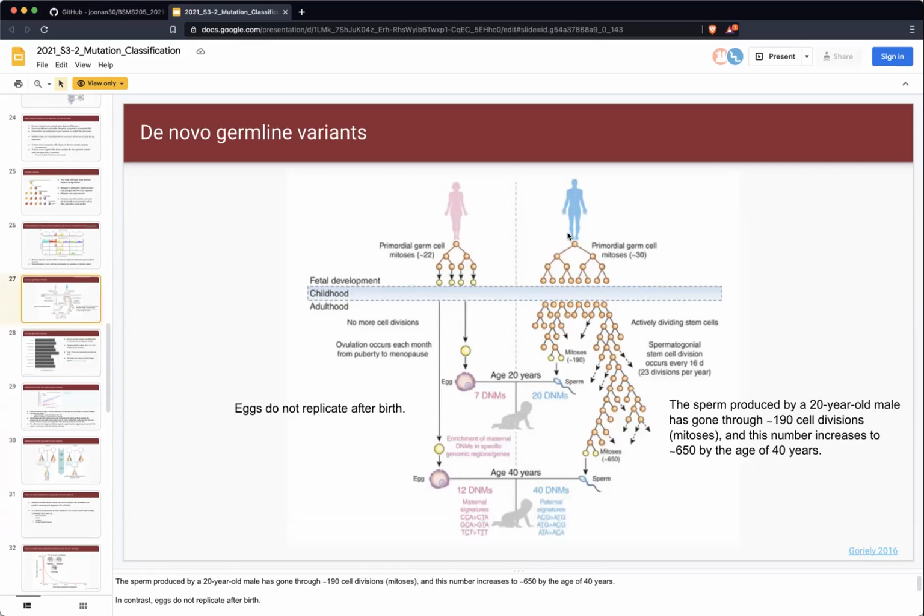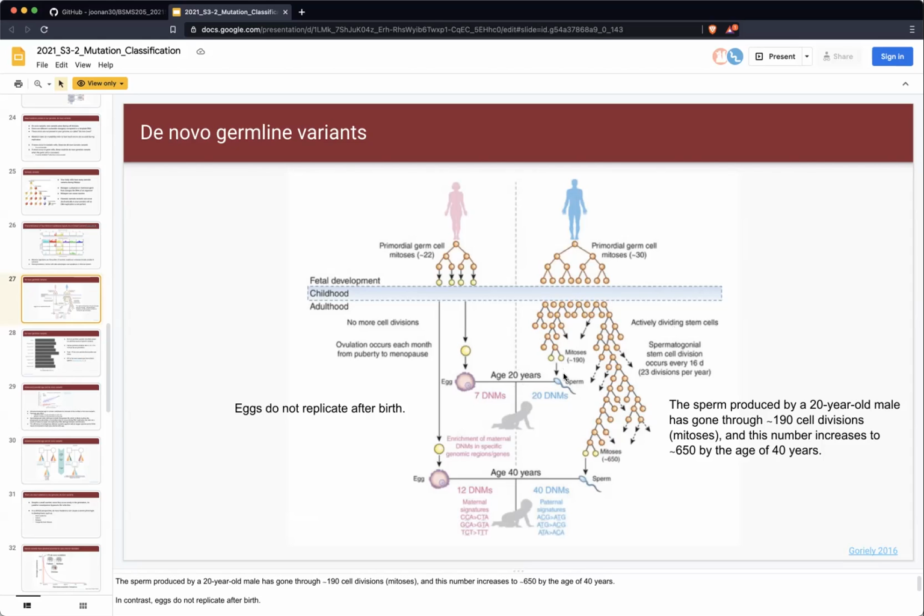Sperm has their own cell division every 16 days, right? So in a year there are 23 divisions producing new sperm in your body, right? And during that process, you have more chance of having mutations in these cell divisions, right? So if you have a baby at 20 years old, males have about 20 de novo mutations in a single sperm.